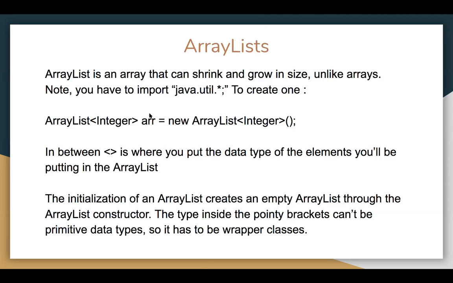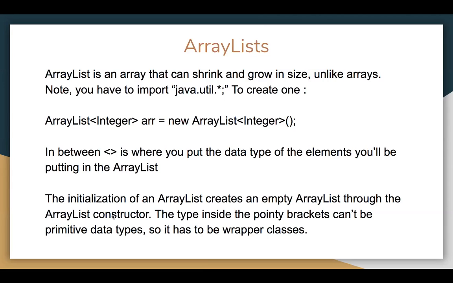And then you have the name of the array list that you want to name it as. Equals new ArrayList, and then in angle brackets the wrapper class that you want to use again, and then parentheses, semicolon. So it's similar to how you create objects in the way that you use new. So that's a point of similarity there. And basically you're just repeating what you have here over here. So again, in between the angle brackets is where you put the data type of the elements you'll be putting in the array list. Initialization of an array list creates an empty array list through the ArrayList constructor.